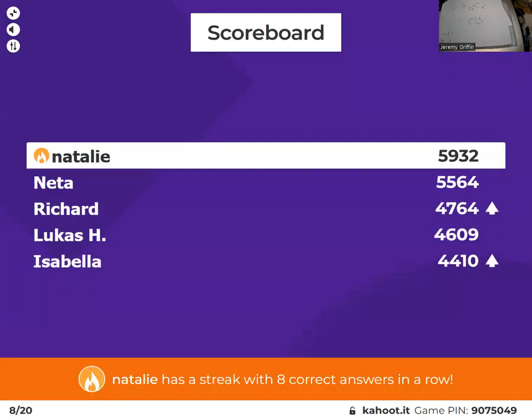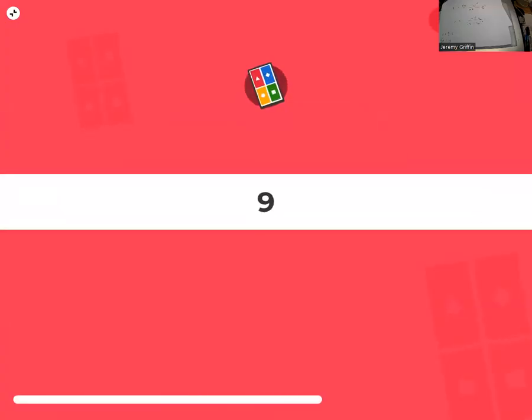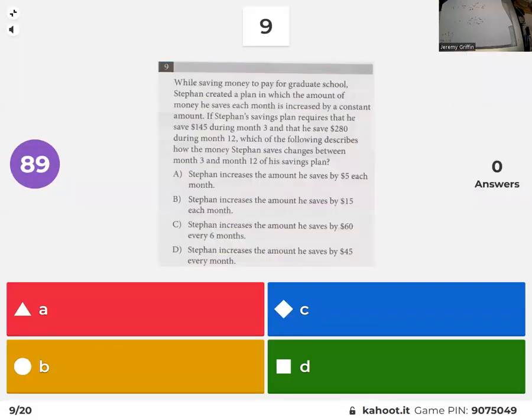Natalie on fire, extending the lead. Picking up. Number 9.